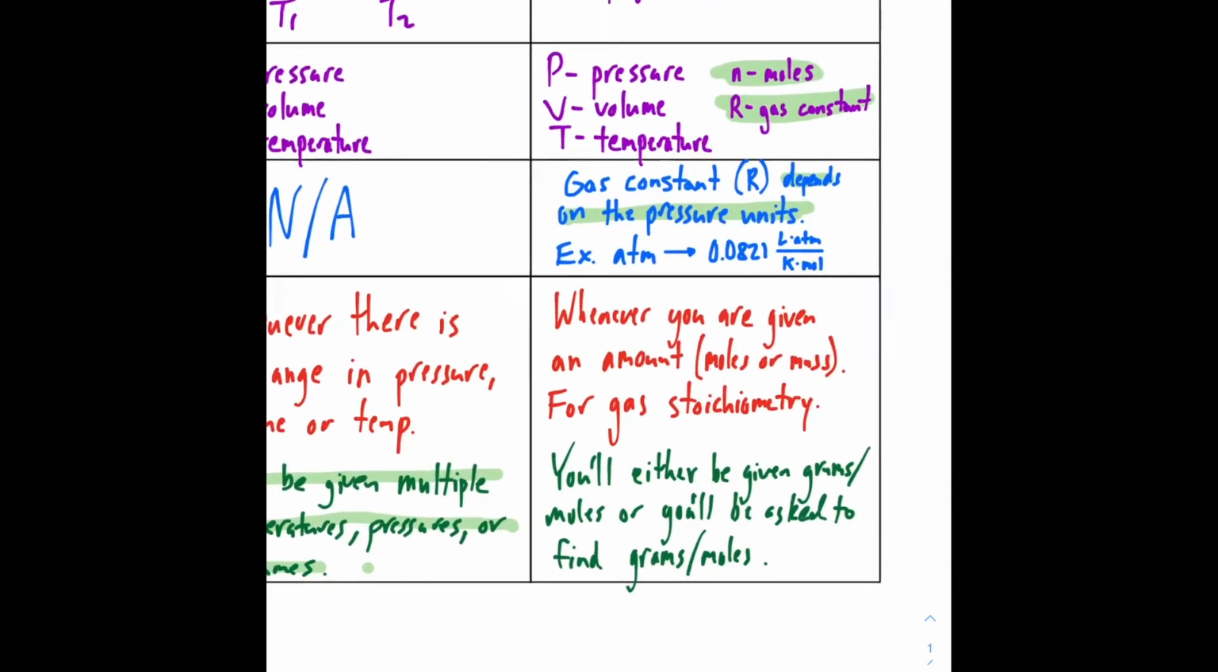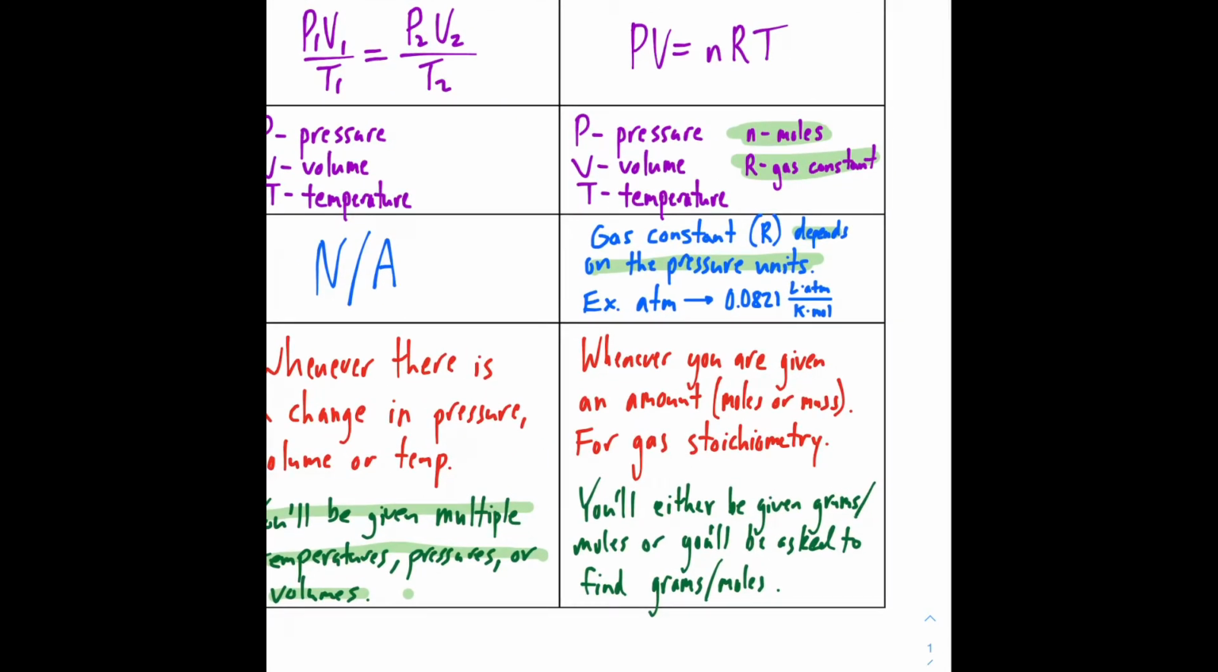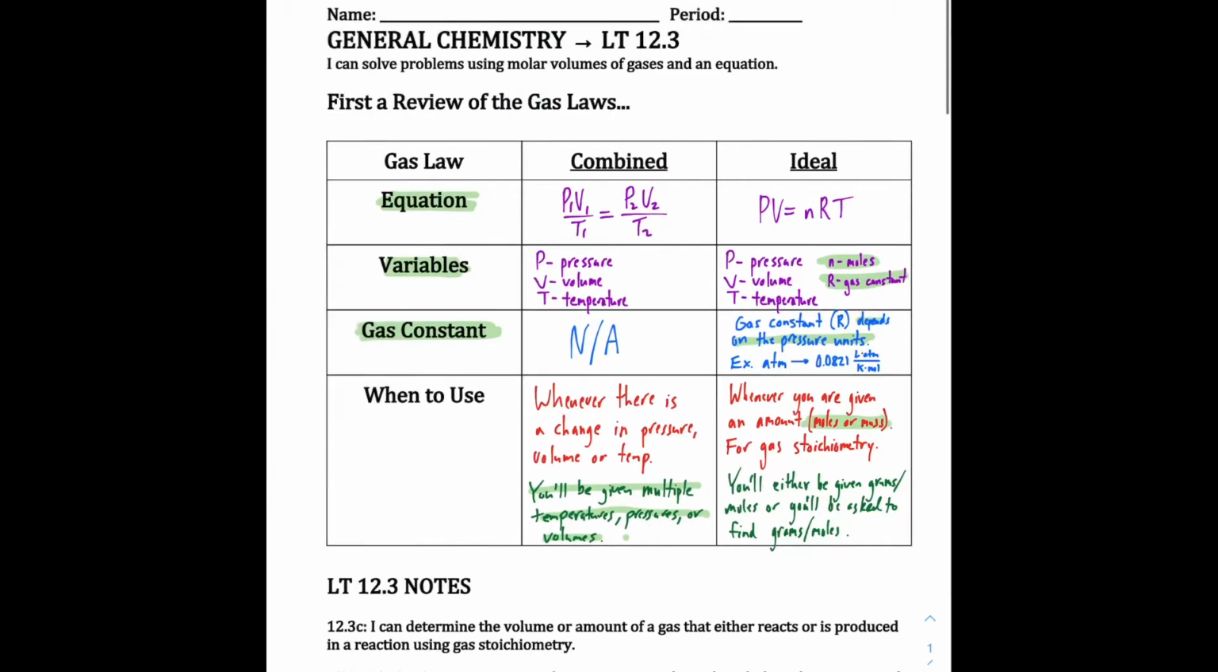With the ideal gas law, though, it's whenever you're given an amount of gas, or asked to solve for amount of gas. So moles or mass is the big thing that you should be looking for. If you see moles or mass, then you know to use the ideal gas law. You'll either be given the grams or moles, or you'll be asked to find the grams or moles. Any mention of amount, and then you are going to be going towards ideal gas law.